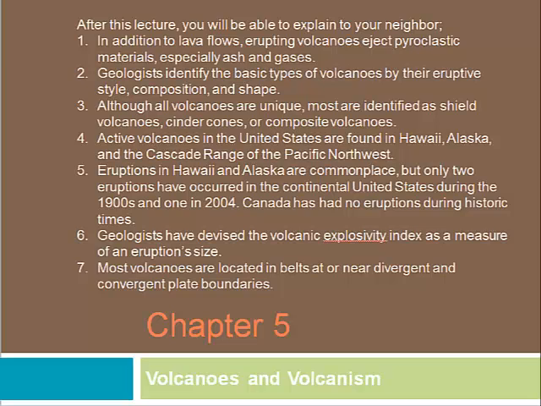Although all volcanoes are unique, we can identify three different types. There's a shield volcano, a cinder cone, and a composite volcano. We'll talk about all three. We're going to talk about Hawaii, Alaska, and the Cascade Range, the Pacific Northwest. We'll also talk about the Ring of Fire in association with those areas.